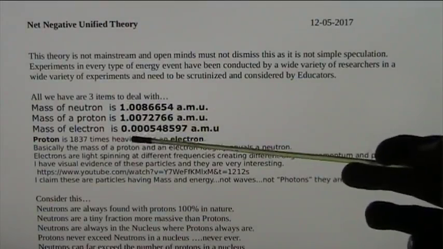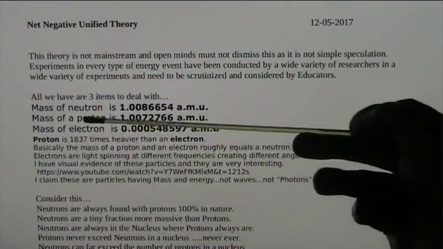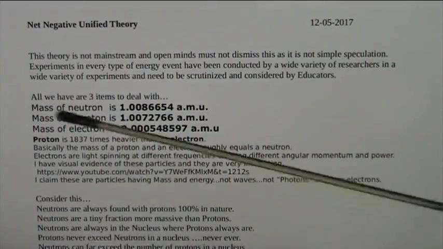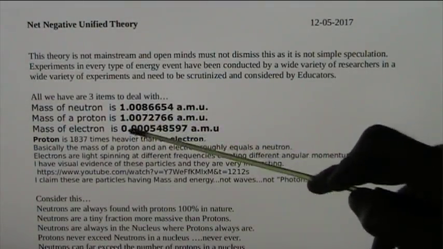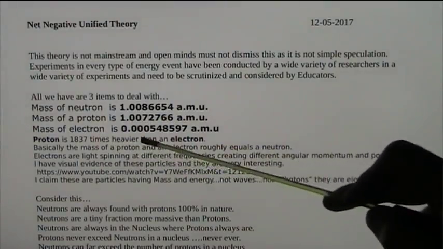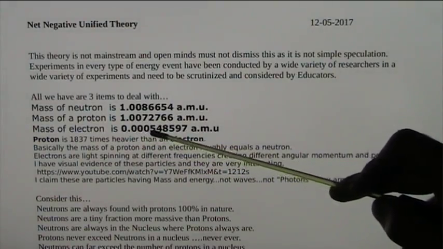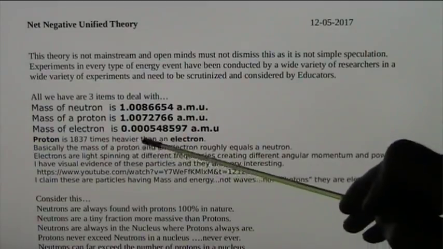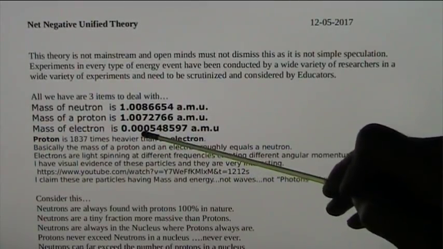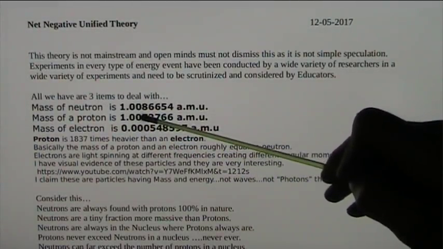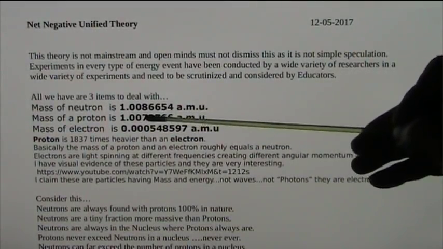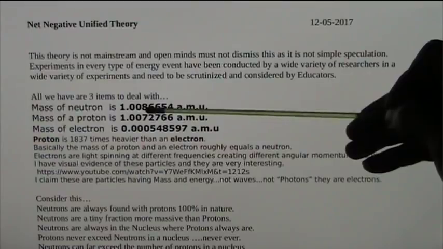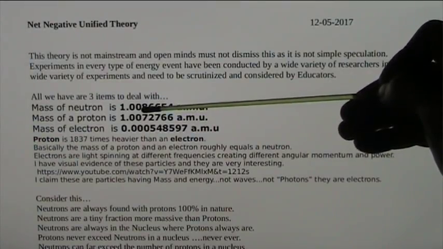Here's what you have to deal with. We only have three things in the whole universe that I know of: a neutron, a proton, and an electron. Here are the weights: 1.008, 1.007, and an electron weighs almost nothing, 0.00005. When you add an electron to a proton, it virtually equals a neutron. The proton is just slightly less weight than a neutron.